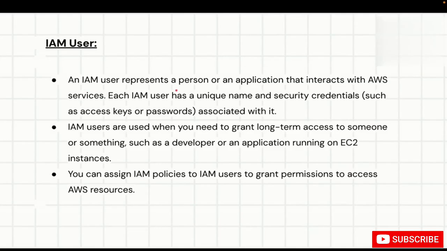An IAM user is generally represented as a person or an application that interacts with AWS services. Each user has a unique name and credentials associated with it. Let's say I, Karan, need to be enrolled into the AWS console. For that, I will create an IAM user. The second point is that users are used for granting long-term access. If I join an organization or a project, I will be given a user in order to utilize all the available services. Examples are a developer or an application running on an EC2 instance. Furthermore, you can attach IAM policies to the user to give access to resources.